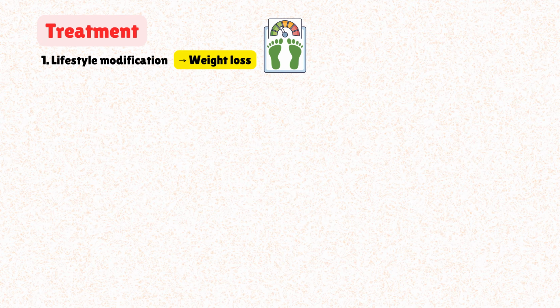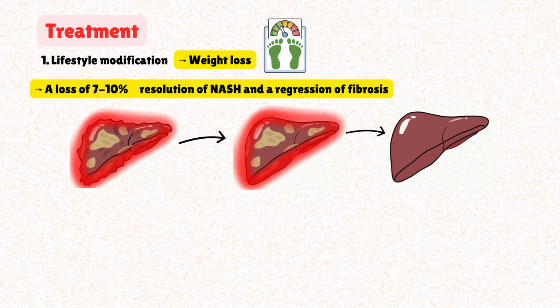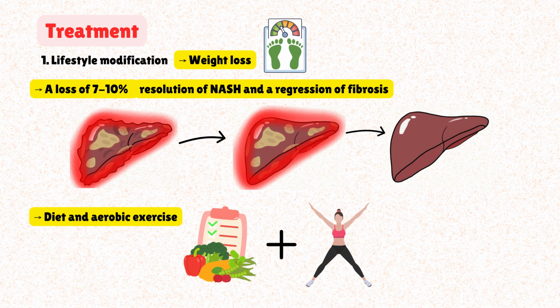The good news is that lifestyle modification is the cornerstone of non-alcoholic fatty liver disease management. The most effective intervention is weight loss. Even a modest weight loss of 5 to 7% can improve steatosis. A loss of 7 to 10% can lead to the resolution of NASH and a regression of fibrosis. Diet and exercise are also essential, with a balanced diet and regular moderate intensity aerobic exercise.